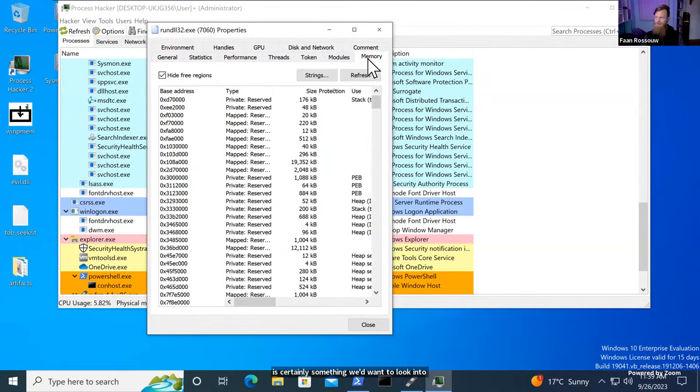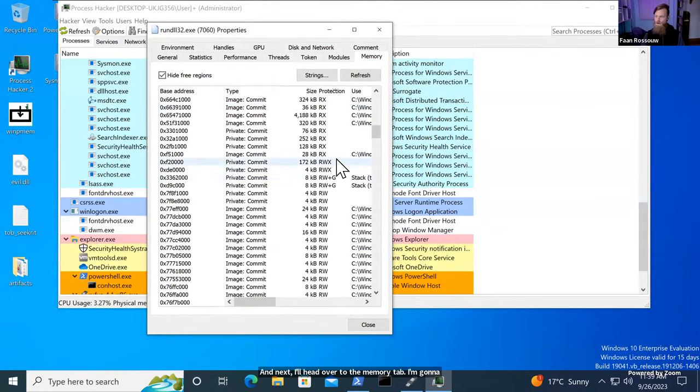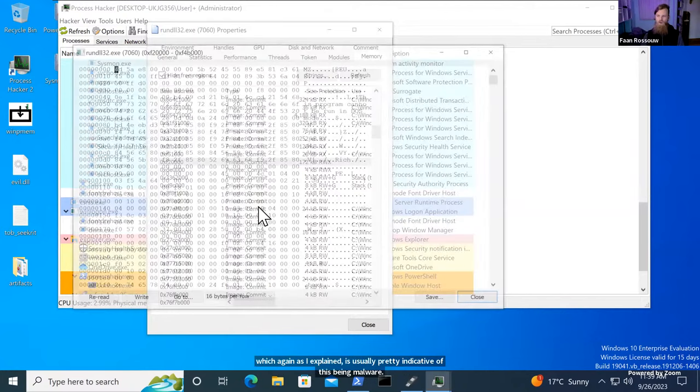And next, I'll head over to the memory tab. I'm going to click protection, which is going to sort the protections. And now we can just scroll down and we can see whether or not there are RWX permissions. And indeed, we see we have 2 instances of RWX permissions, which again, as I explained, is usually pretty indicative of this being malware.